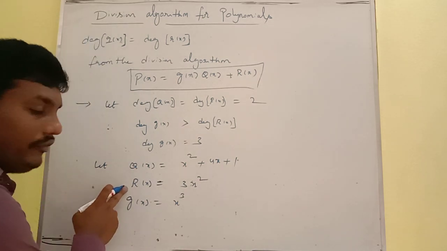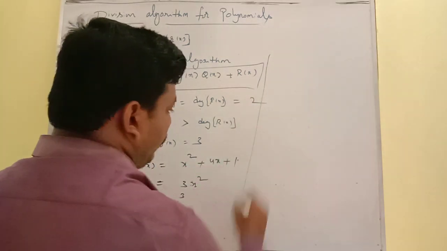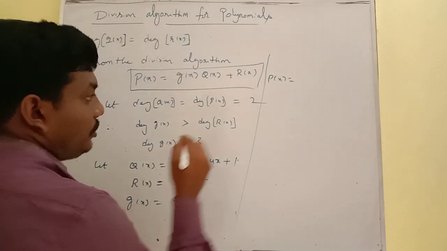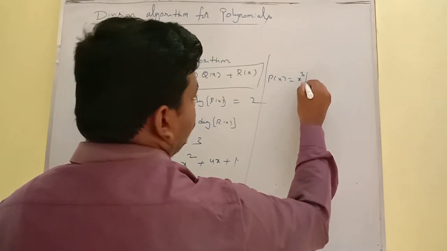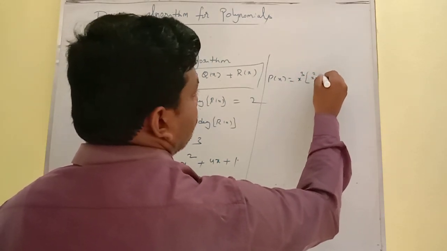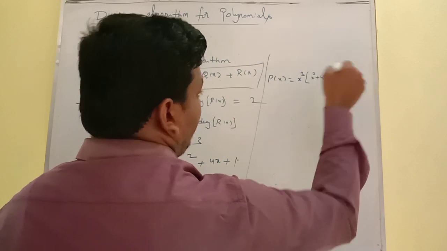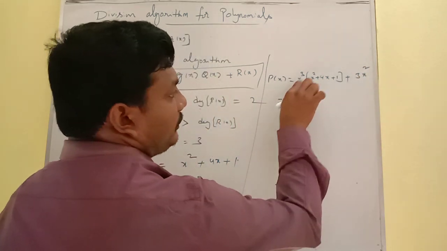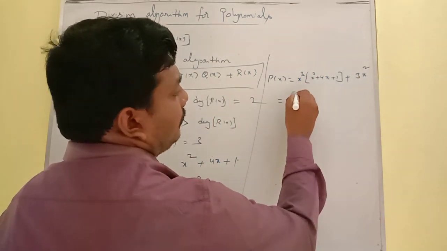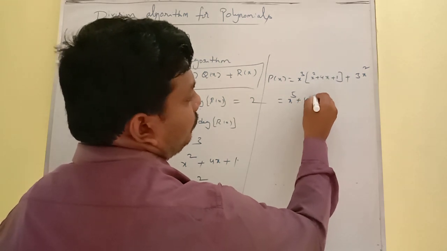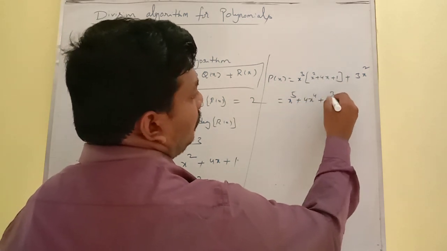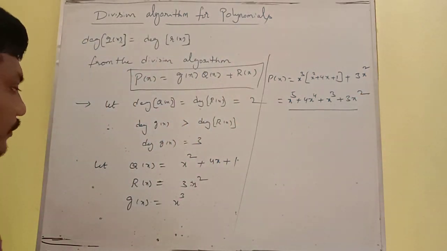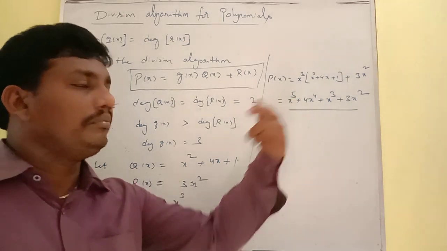Now q of x you know, r of x you know, g of x you know. So how to find the p of x value? Therefore p of x is equal to g of x into q of x, that is x cube into x square plus 4x plus 1, plus r of x, which is 3x square. Now you have to multiply x cube with x square plus 4x plus 1, giving x power 5 plus 4x power 4 plus x cube, plus 3x square. So this is p of x. So we can find q of x, r of x, g of x and p of x.